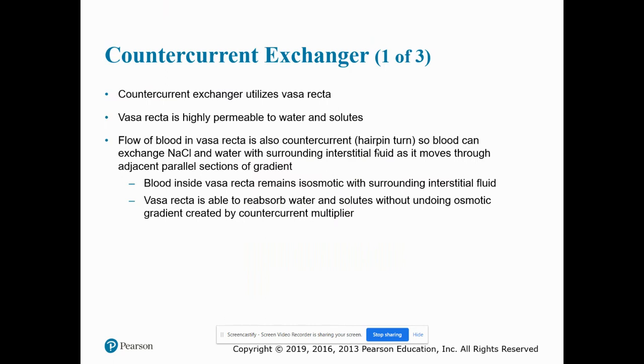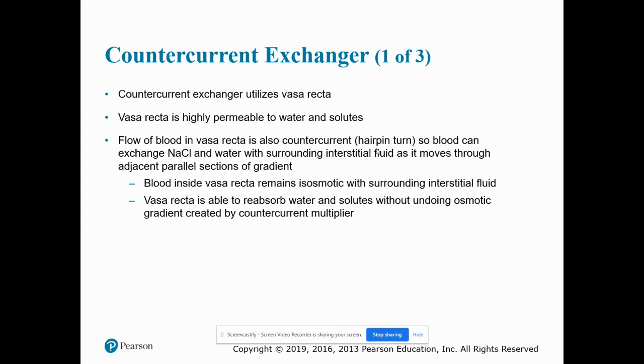Then we move on to talk about the countercurrent exchanger. And again, this is going to utilize the vasa recta. The vasa recta are the capillaries that are associated with juxtamedullary nephrons, right? They go around that nephron loop, and so they're highly permeable to both water and solutes.